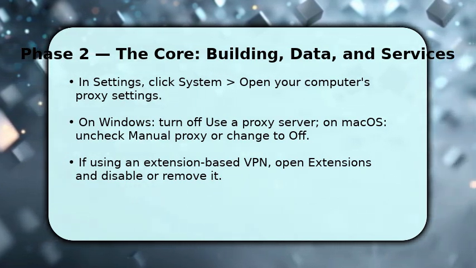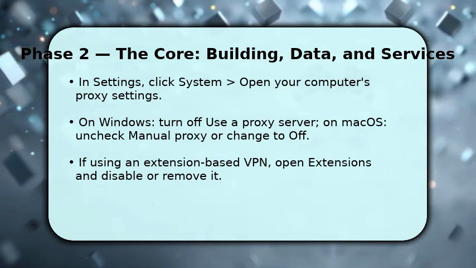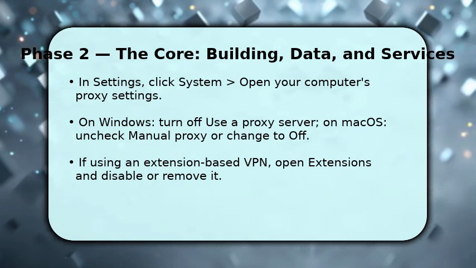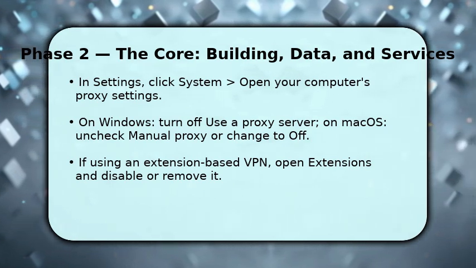If your VPN was an extension, make sure to open Extensions and disable or remove it, because Chrome extensions can override system settings. Take a breath. This step removes the usual layers that route your traffic.